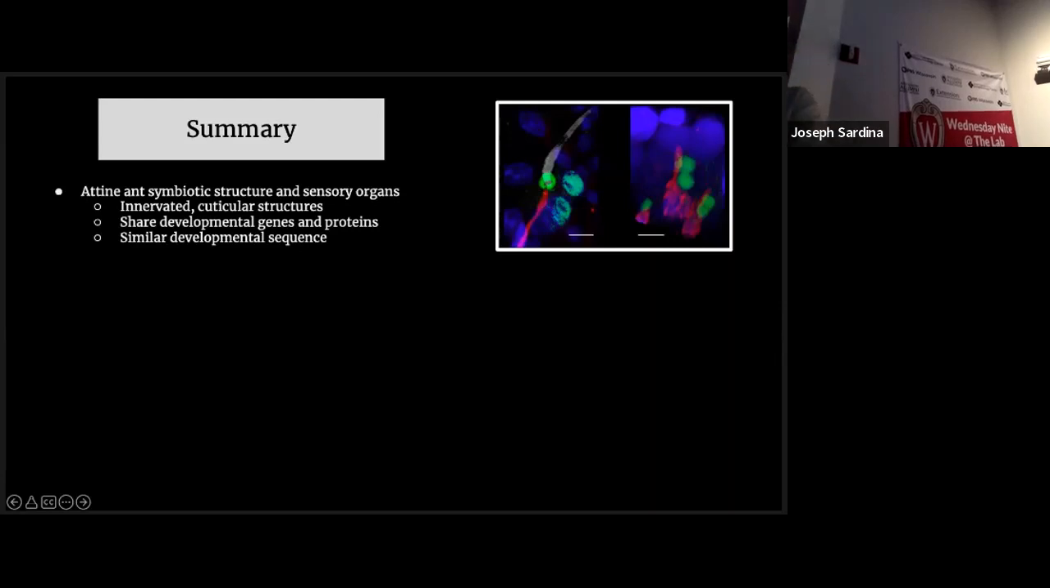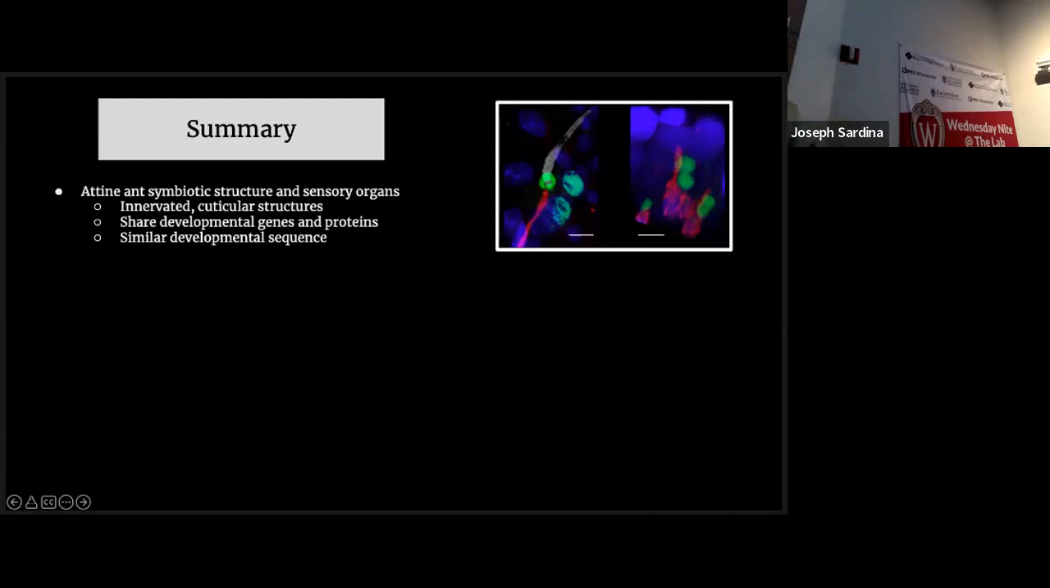And so I think that with the evidence I have, it is pointing towards this hypothesis that the symbiotic structure is perhaps a co-opted or a modified sensory organ. But there's obviously a lot of work that I need to do still.